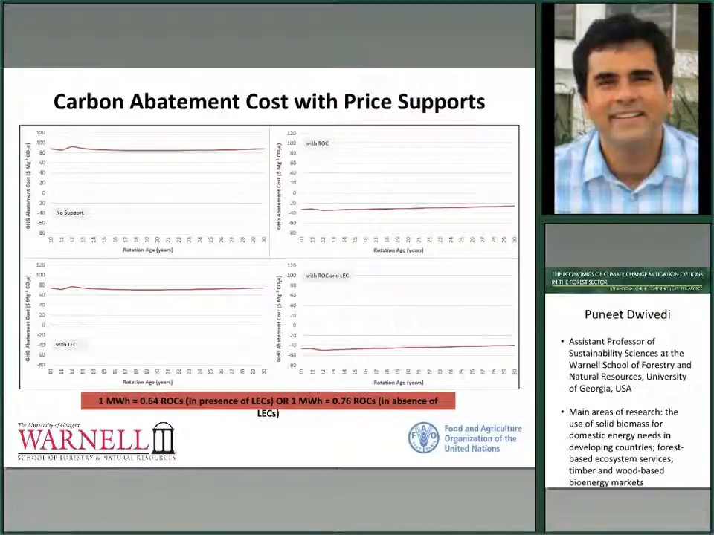Ideally, policymakers should consider 1 megawatt hour of electricity generated from imported wood pellets equivalent to 0.64 ROCs or 0.76 ROCs in presence and absence of payments from the mechanism of LEC for ensuring a zero average abatement cost, respectively. This will help in bringing economic efficiency without sacrificing the overall goal of reducing GHG emissions.